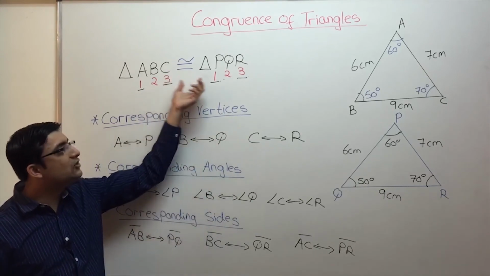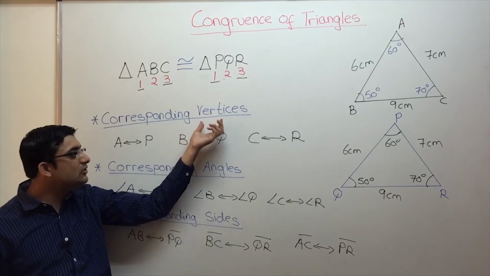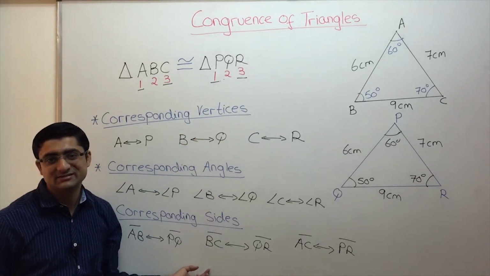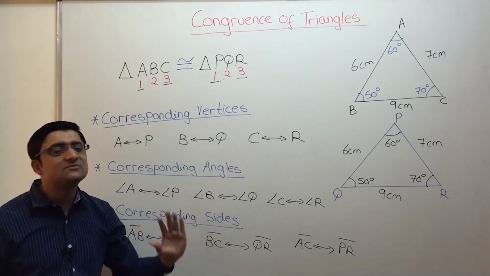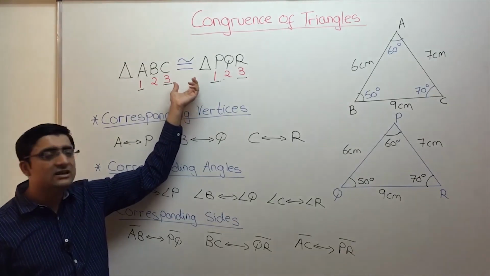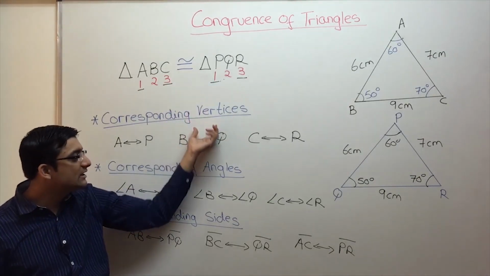So the moment I give you a congruent statement, you should easily be able to get the corresponding vertices, the corresponding angles, and the corresponding sides. So this is the basic concept of congruence of triangles. This is the congruent statement between two triangles, and based on this congruent statement, we can get these three things.